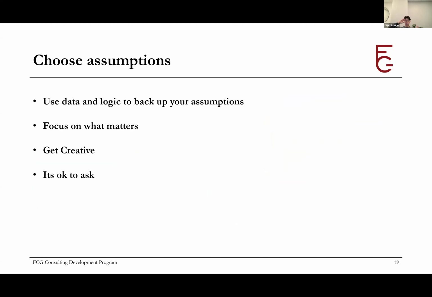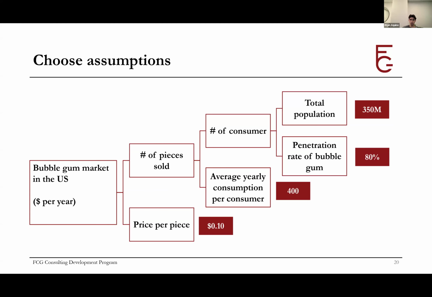Focus on what matters. Like I said there, the things that would have really thrown off our assumptions here would probably have been the price per piece or the yearly consumption per consumer. So that's probably where you want to do more of a deep dive or explain yourself a little bit more, in comparison to total population. That's kind of just a given assumption. Or even the penetration rate. If the penetration rate was 50%, it might throw off the case a little bit.